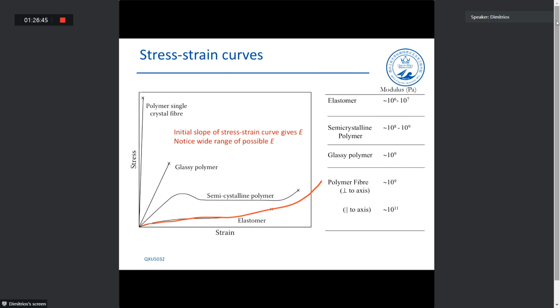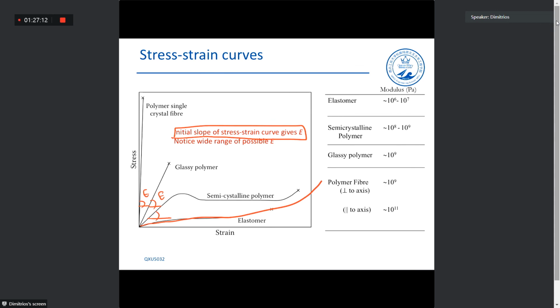Indeed, as Zhu said, it is the slope in the elastic region of the stress strain curve. Great. So yeah, the initial slope of the stress strain curve gives the modulus. Sorry about that. So this part here can give us the modulus.